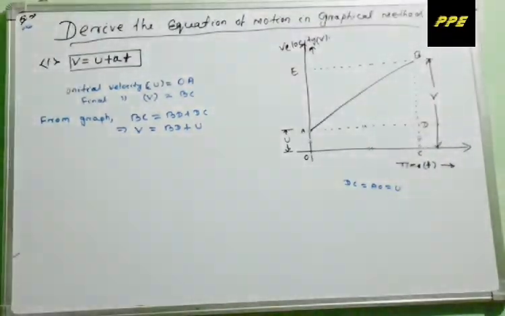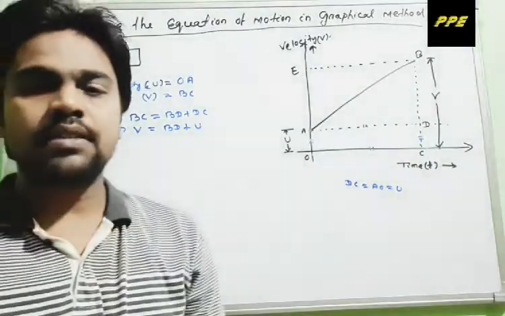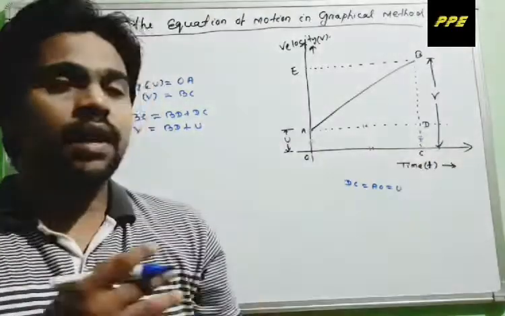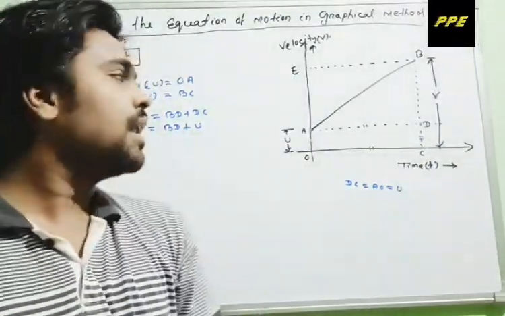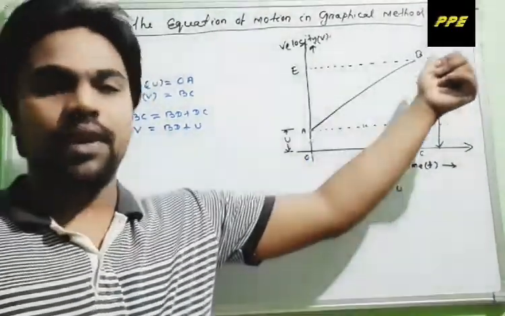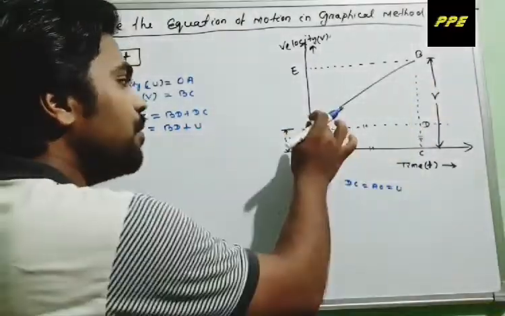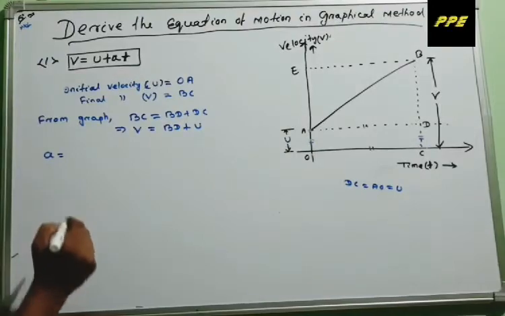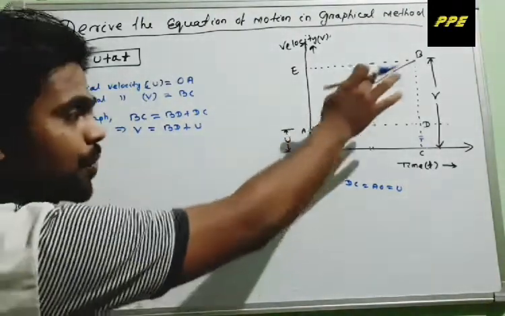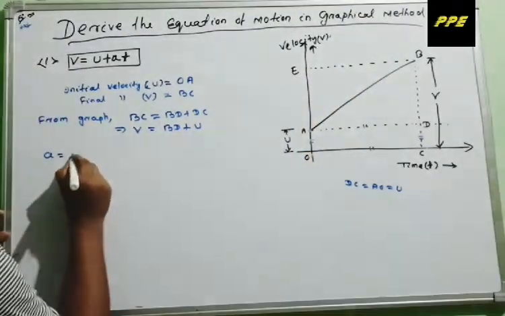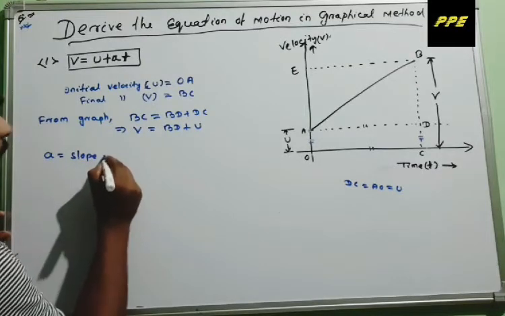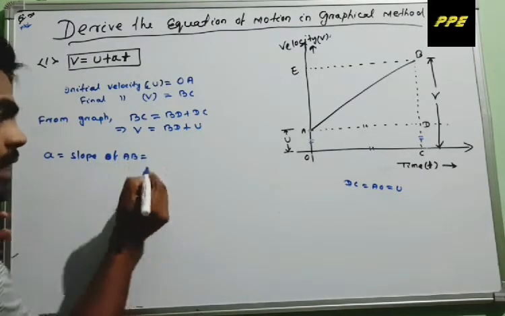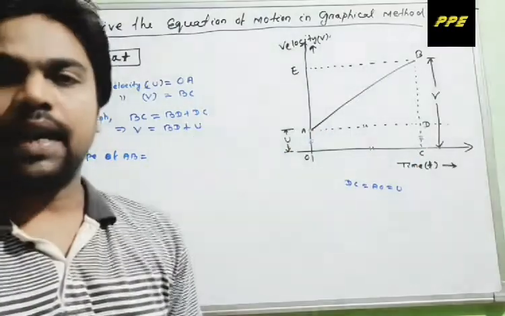Now, I already told you in the previous class, in the velocity time graph, if I calculate acceleration, I can find out the slope of AB. What is the slope of A to B? A is equal to, that is acceleration. Acceleration is the slope of AB in the velocity time graph.